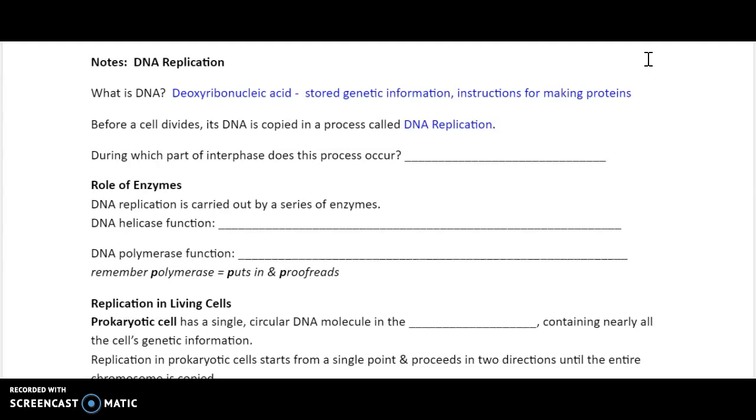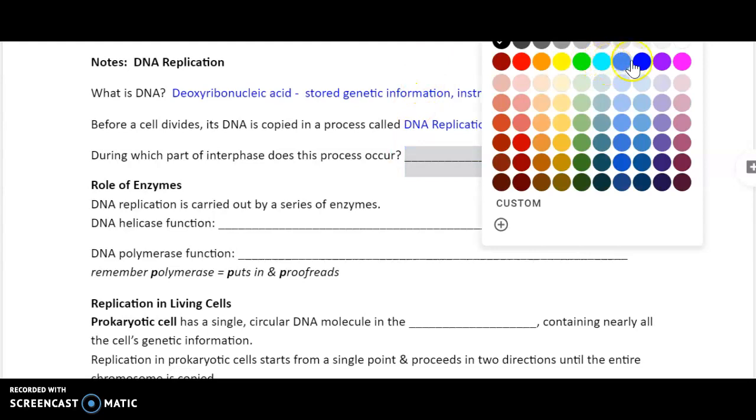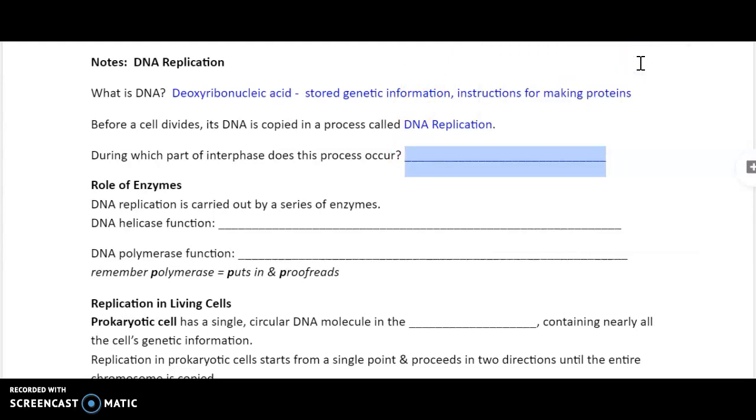During which part of interphase does this process occur? Remember, interphase is not a part of mitosis, but it happens just before mitosis to allow the cell the opportunity to make more DNA and more organelles and to do all those things it needs to grow and get ready to divide again. During what's called the S phase of interphase, DNA replication is going to happen.